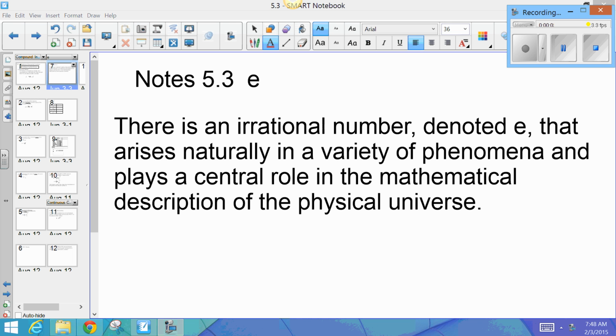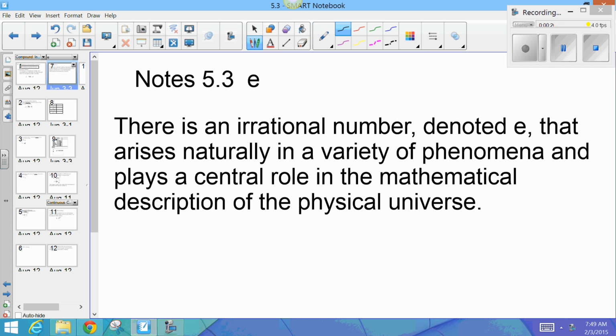This is precalculus notes on section 5.3, e. And these notes are basically just to define a constant that in math we call e. It's a very important constant when it comes to a lot of phenomena in nature. And what you're going to see is that it's very applicable in the area of finance.